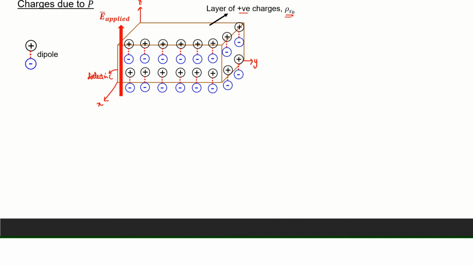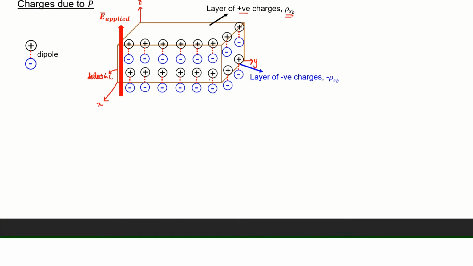These charges are not freely moved because they are bound to this electron. That's why instead of rho s, it is rho sb, because it is a bound surface charge. And how about the bottom layer here? The bottom layer is negative charges, so we can denote it as minus rho SB, because it is also bound to this positive charge.